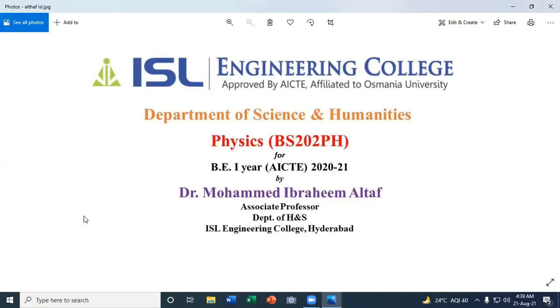Unit Fifth has two chapters: one is laser, and another is optical fiber. In the last class, we discussed the various applications of superconductors, and then we went to the BCS theory, that is Bardeen Cooper Schrieffer theory, in which they propose that the interaction between the two electrons is possible by means of a phonon. We also discussed high temperature superconductors.